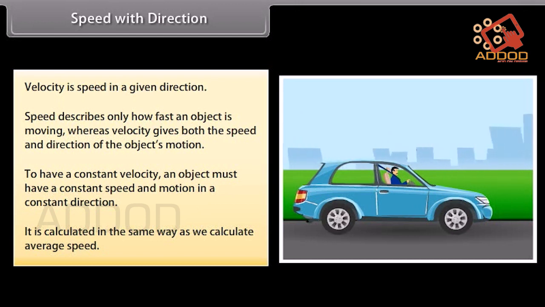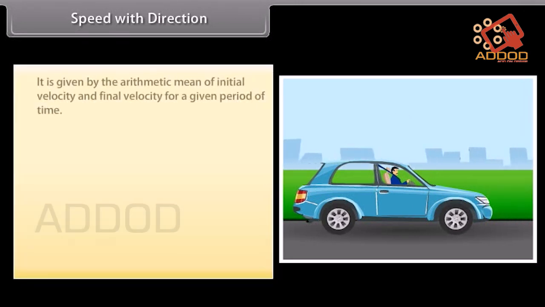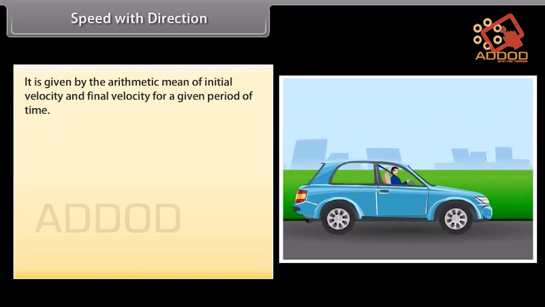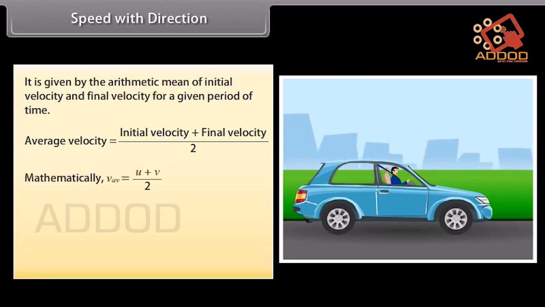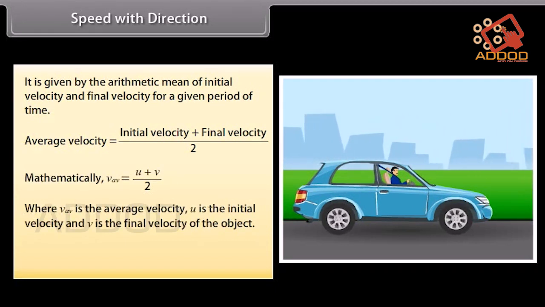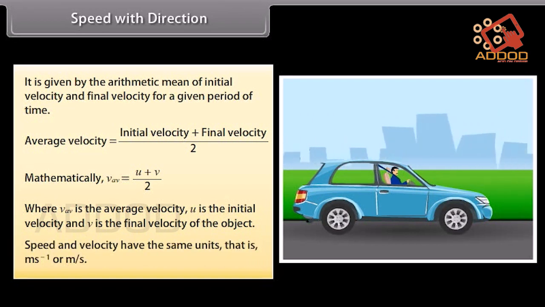It is calculated in the same way as we calculate average speed. It is given by the arithmetic mean of initial velocity and final velocity for a given period of time. That is, average velocity is equal to initial velocity plus final velocity by 2, where v_av is the average velocity, u is the initial velocity, and v is the final velocity of the object. Speed and velocity have the same units, that is, meter per second.